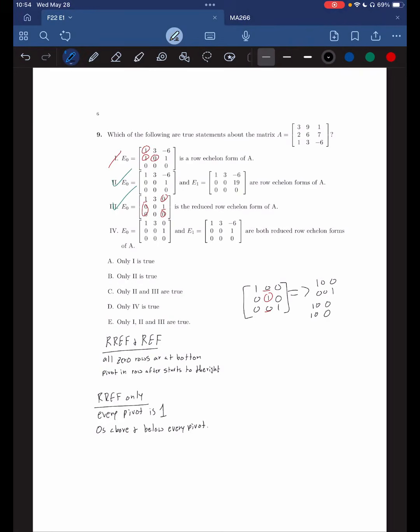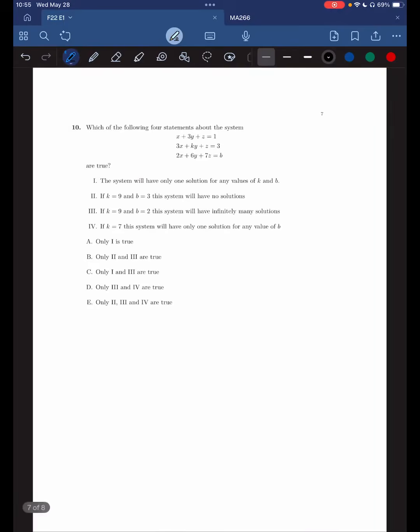4. E naught is this and E1 is this, and the statement is claiming that they're both reduced row echelon forms. This is actually not true. Why is this not true? If you look at E1, this is our pivot in row 2, but there's not a 0 above this. There's a -6, right? That can't be true. So this is now false. So our answer comes out to be 2 and 3 are true. So C.